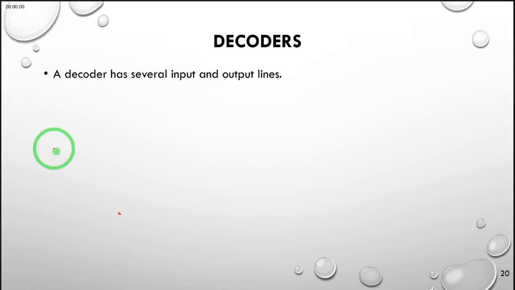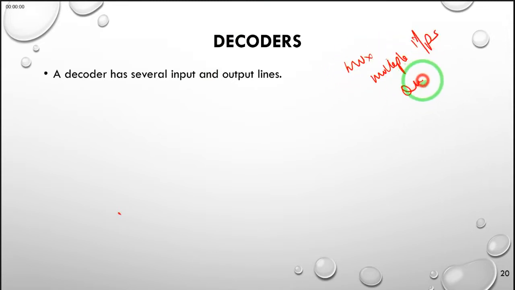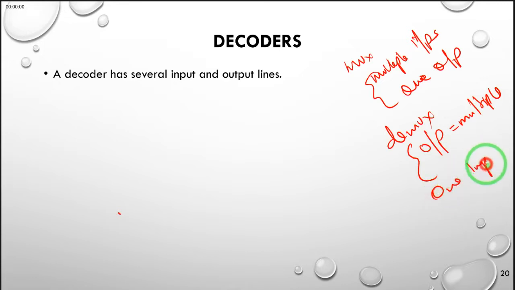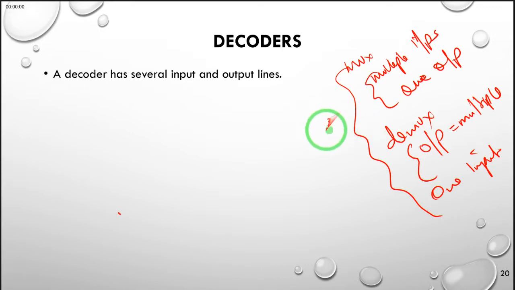A decoder has several input lines and several output lines. Remember we said that a multiplexer has multiple input lines and one output, but the DMUX has several output lines but one input line. So somehow we need functionality in which we have a combinational logic circuit that allows us to have multiple inputs and multiple outputs, and that functionality is obtained from a decoder.